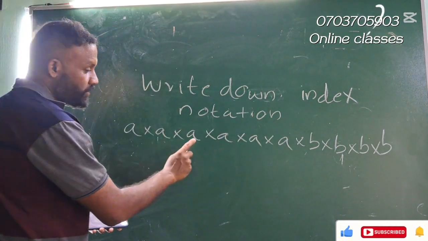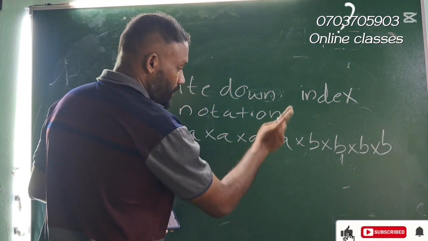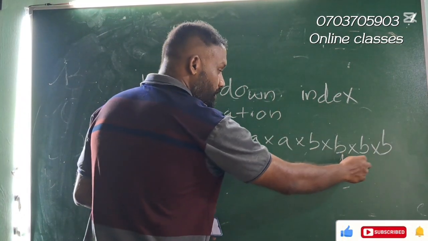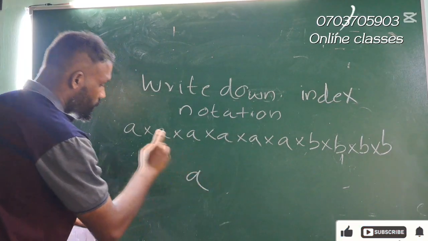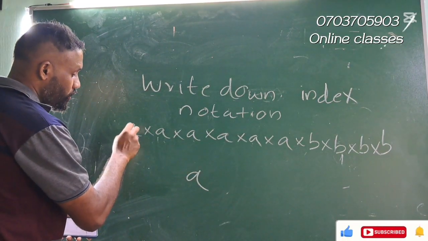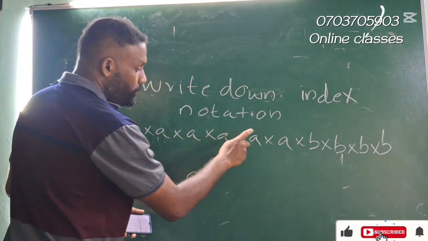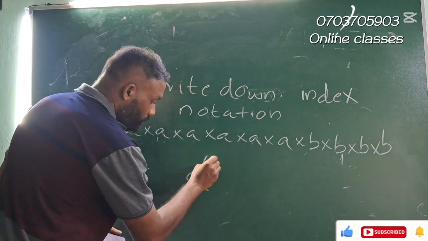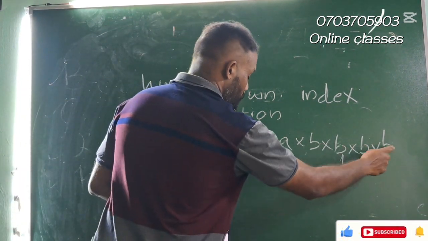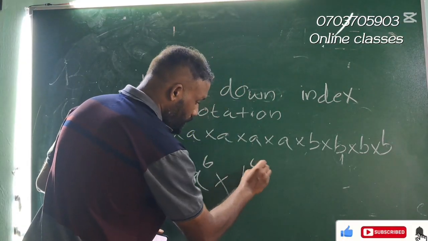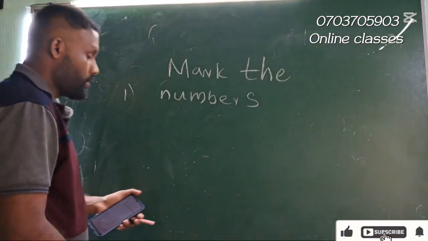Next question: write down in index notation A times A times A times A times A times A, then B times B times B times B. We can write this as A to the power 6 times B to the power 4.